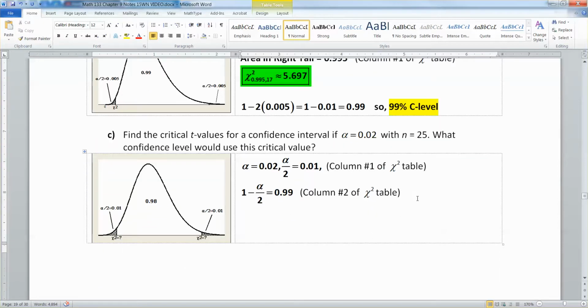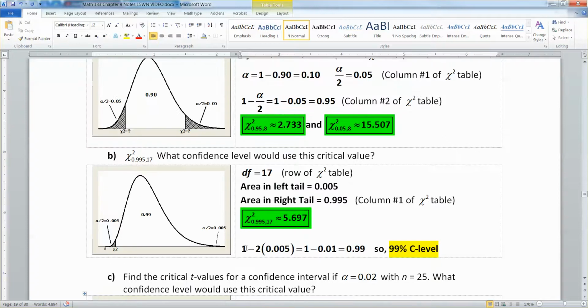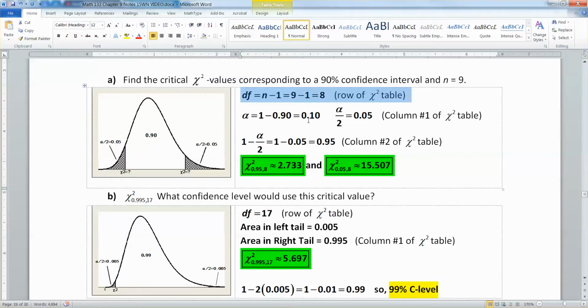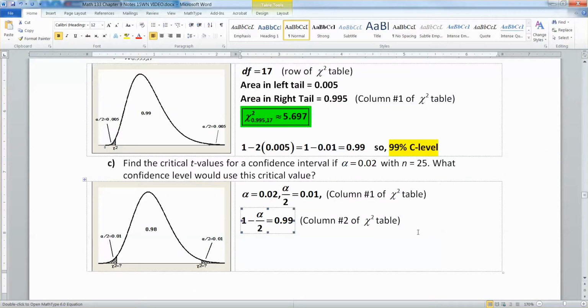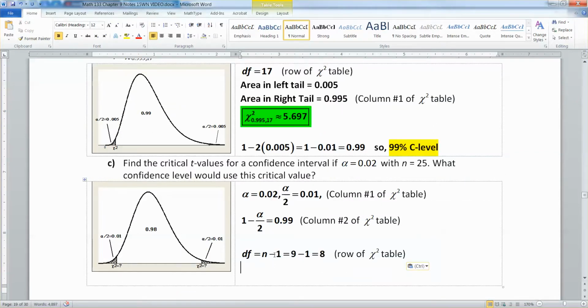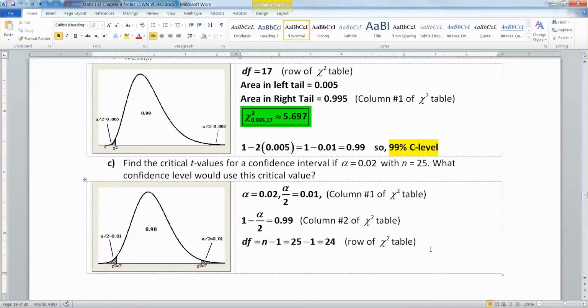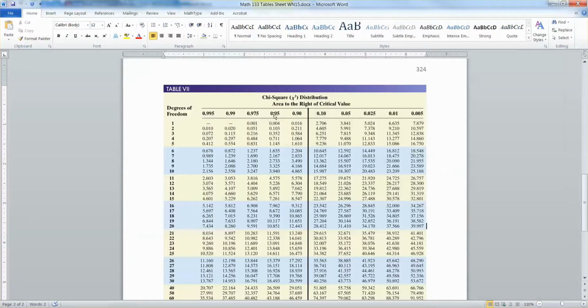The row we're going to go to is our degrees of freedom. And degrees of freedom is n minus 1. So since they told us n was 25, we know degrees of freedom would be 25 take away 1, which is 24. So that's the row we're going to go to in our table. All right, pretty straightforward. So let's go to the 0.01 column and the 0.99 column, and we want the 24th row.